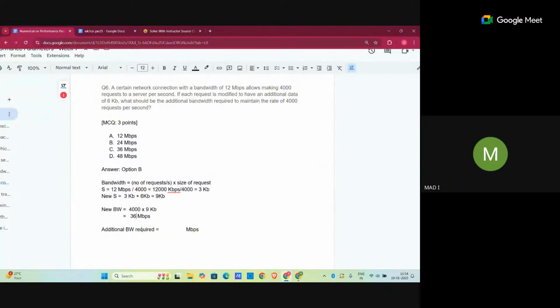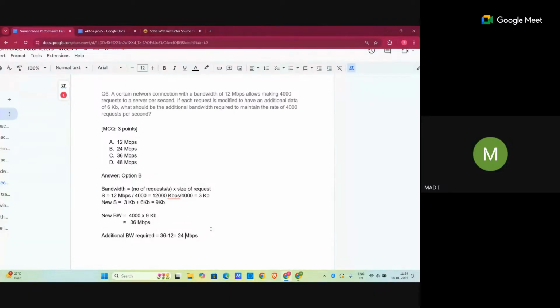Now we want to calculate the additional bandwidth required, so it will be equal to 36 minus my original bandwidth, which was 12. So this will be equal to 24 megabits per second. So the answer will be 24 megabits per second. Is it clear, or shall I explain it again? Is it clear to everyone?